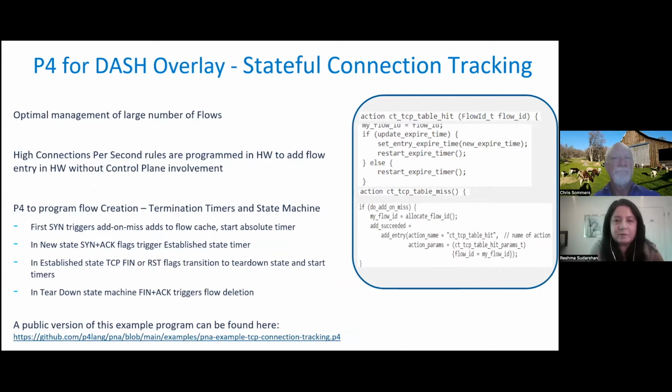Optimal management of a large number of flows has a primary focus on CPS performance, connections per second. This involves the ability to add new flow entries to a cache in the fast path without involving the control plane. Using the new P4 construct called add-on-miss, this table is allowed to add a new entry in the flow cache on a miss after a flow 5-tuple lookup of the flow.